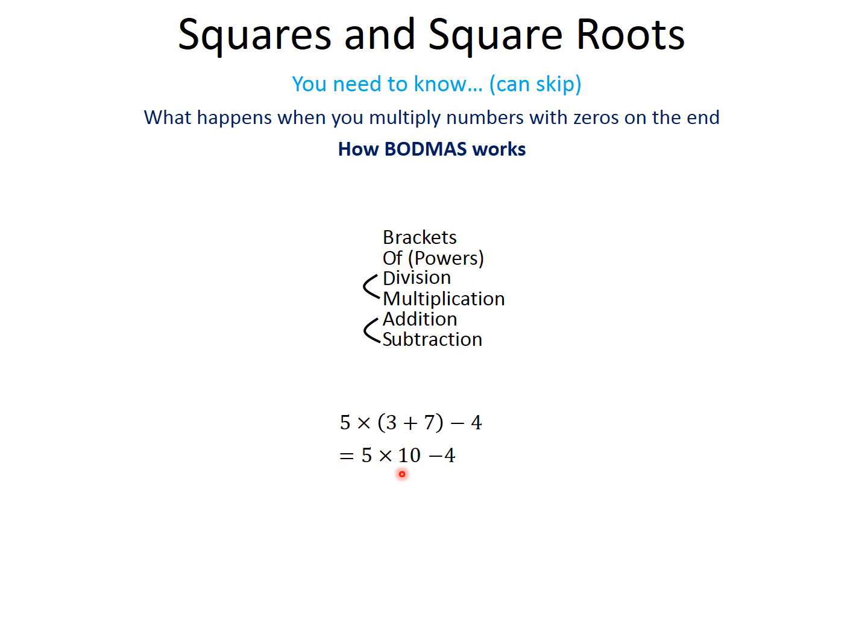What do I work out next? I've got the 5 times 10 has to go first, multiplication before subtraction, according to this. So 5 times 10 is 50, write it down. I haven't used the minus 4 yet, so just write that down. And then 50 minus 4, that's 46.